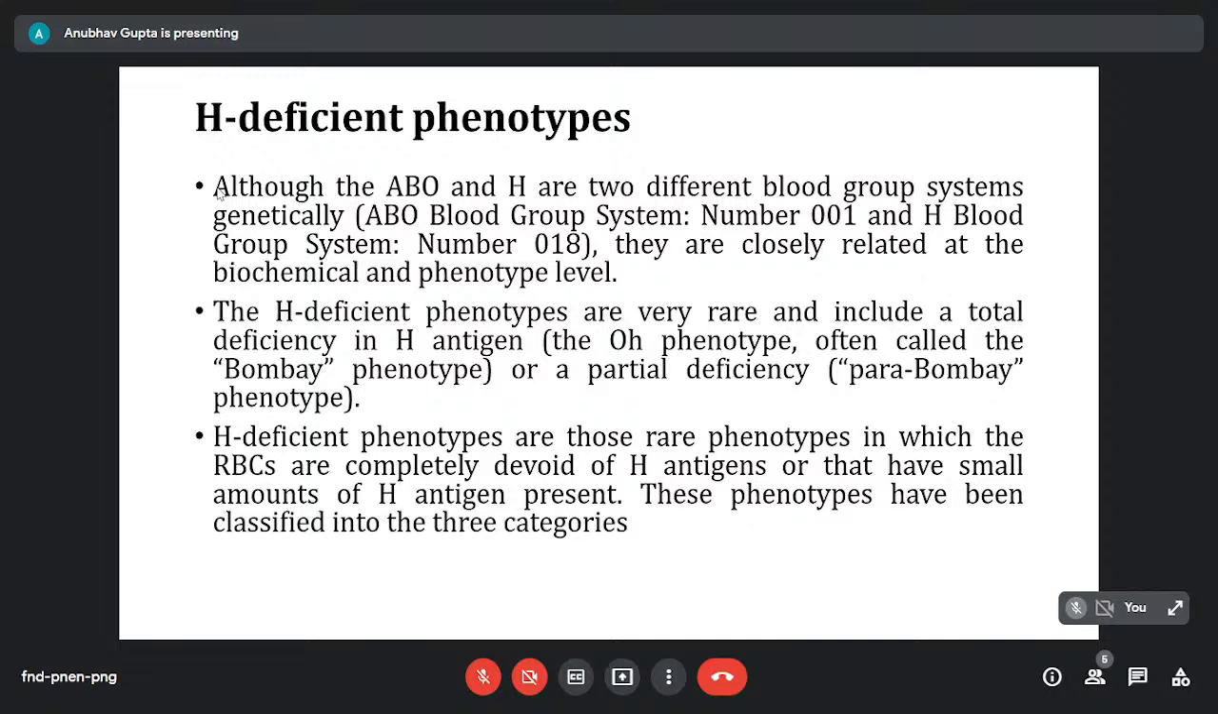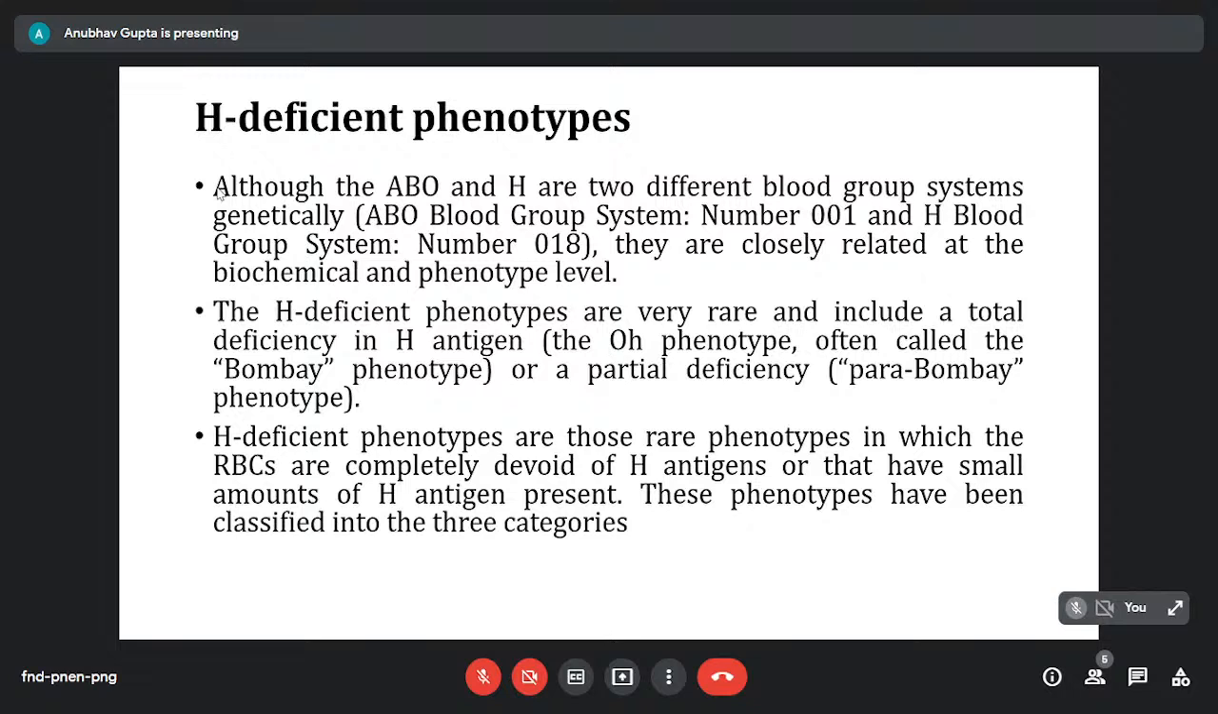Then we have partial deficiency, known as the partial Bombay phenotype. So the H deficient phenotypes are those rare phenotypes in which the RBCs are completely devoid of H antigens, or they have a small amount of H antigen present. If it is completely devoid of H antigen, it is the Bombay phenotype. And if it is partially deprived, then it is the para-Bombay.